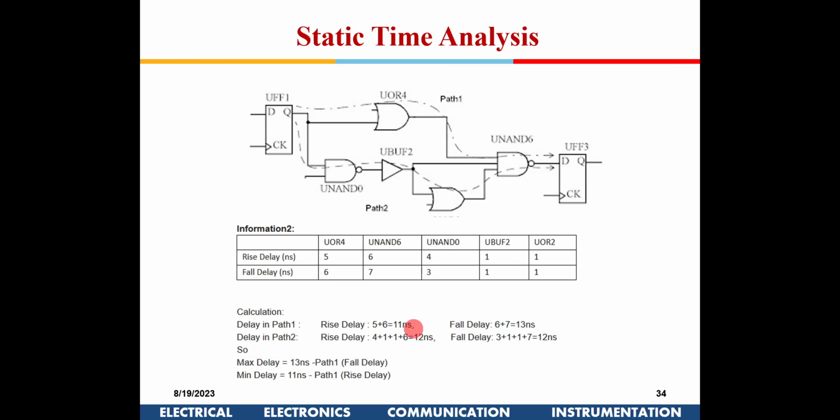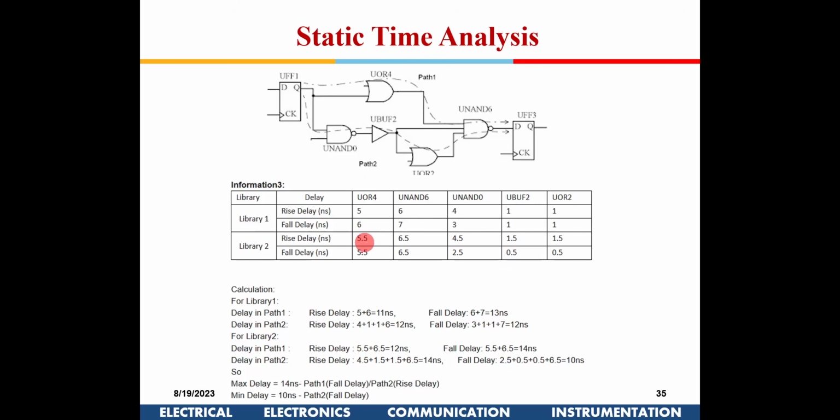Whereas for the minimum path, here 11, 13, 12, 12, 11. This is the fastest. It doesn't matter if it is rise or fall. So I take this as the fastest path. This depends on what type of data is available to you from the Fab Lab. If this kind of data is available, this is what I will take. Is it okay till here?